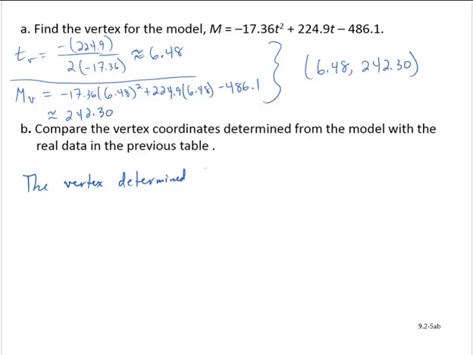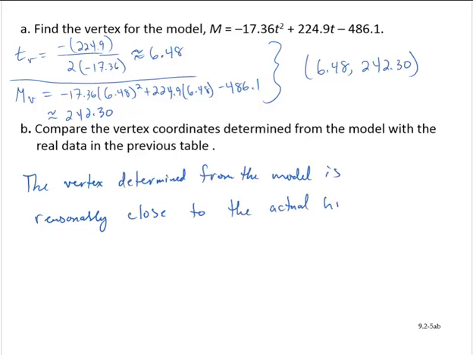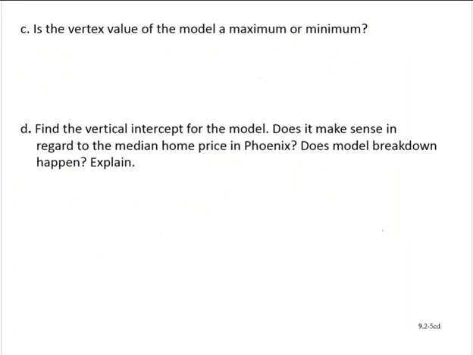So I would say that the vertex determined from the model is reasonably close to the actual highest median home price in Phoenix, Arizona. Is the vertex value of the model a maximum or a minimum? The value is a maximum since the parabola opens down.